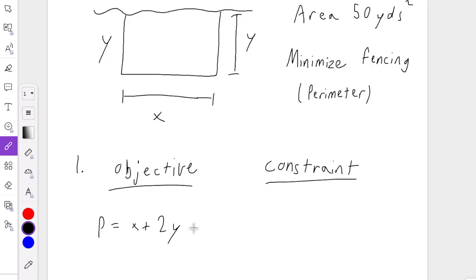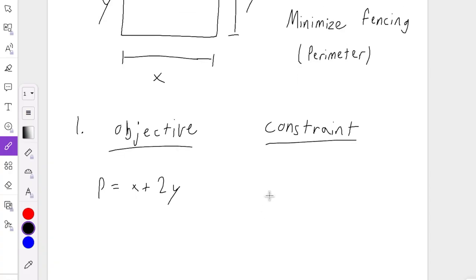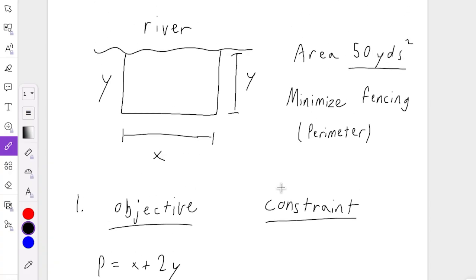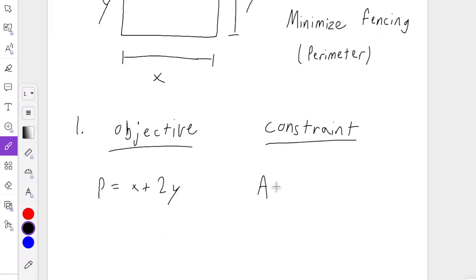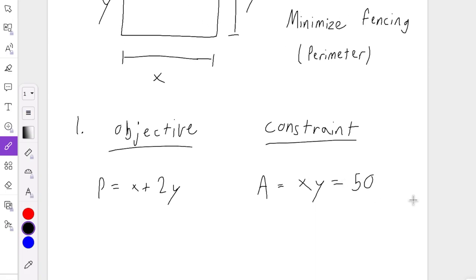And the constraint is always going to be the number next to it. So when I have area 50 yards squared here, that is going to be my constraint. Keep in mind, this is also the area of a rectangle, which hopefully you know. You should if you're in calculus by now. But I'm always amazed at how little my students know. So the area is equal to X times Y. That's the length times width of my rectangle. And that's going to be equal to 50.